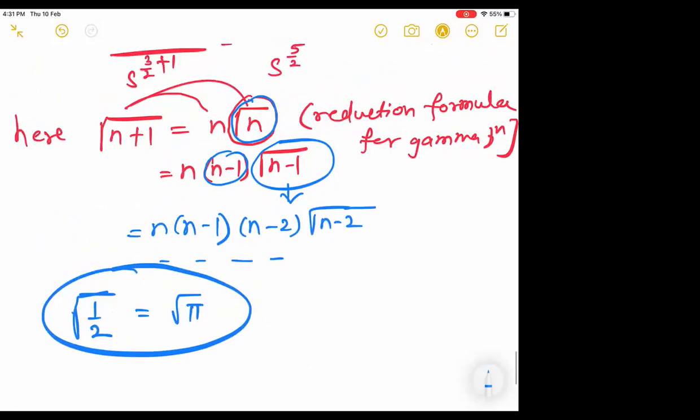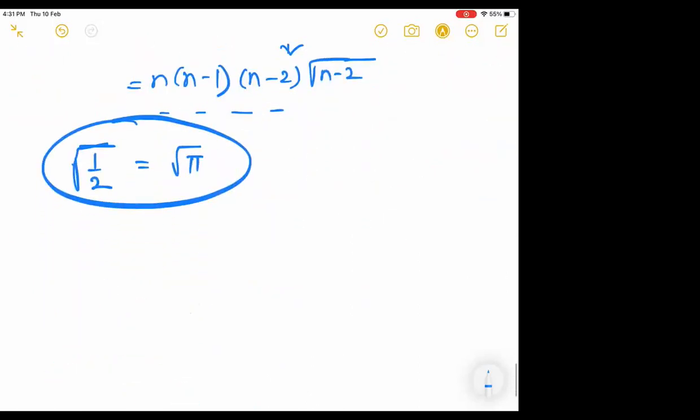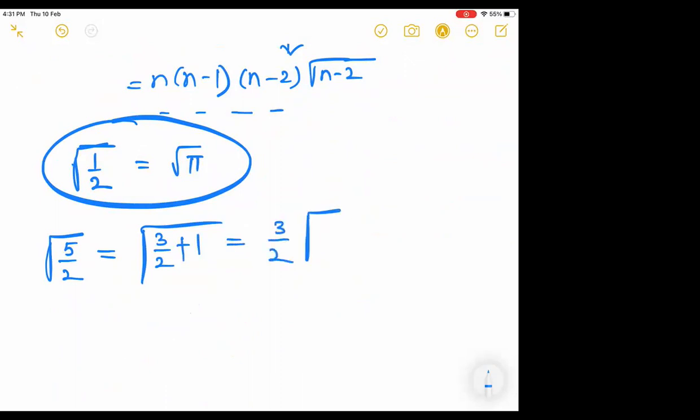So this gamma 5 by 2 we want the answer here. So gamma 5 by 2 can be written as 3 by 2 plus 1, of course. And that is written as 3 by 2 into gamma 3 by 2. Subtract one from 5 by 2, so it can be written as 3 by 2 gamma 3 by 2.